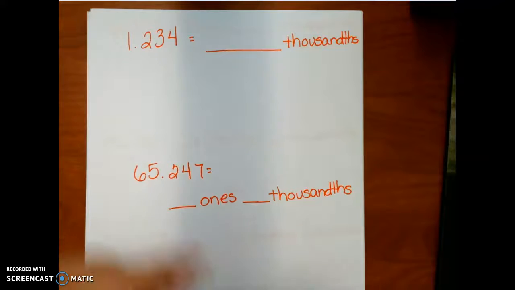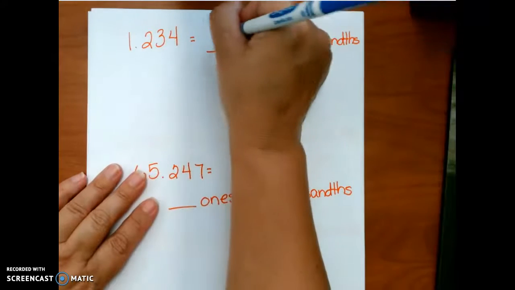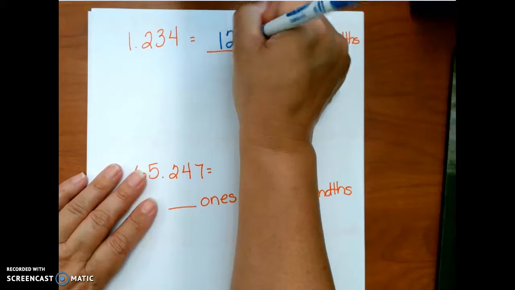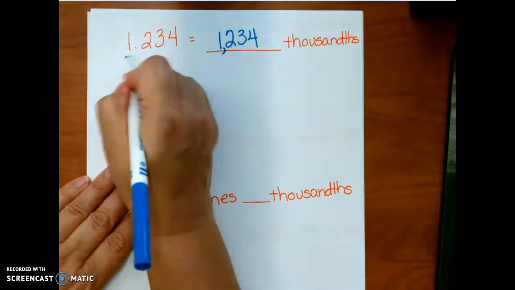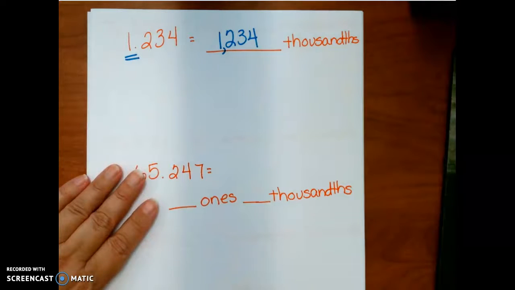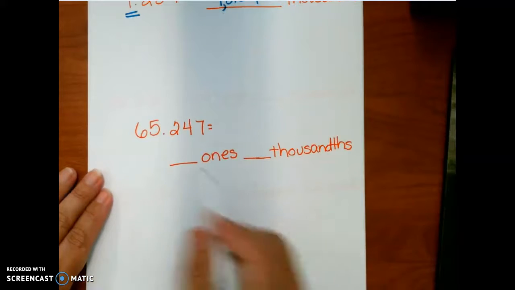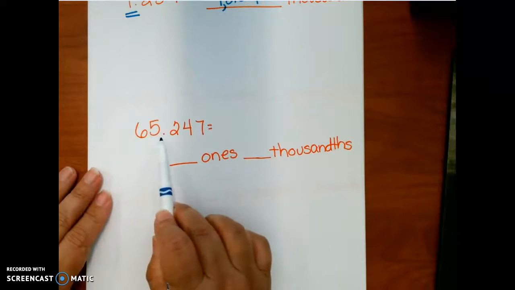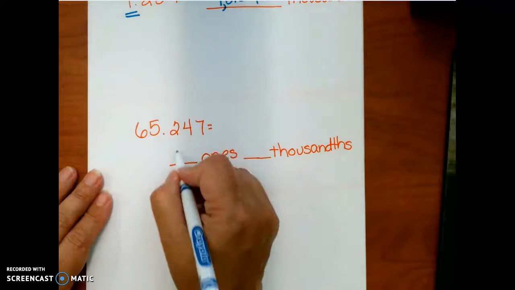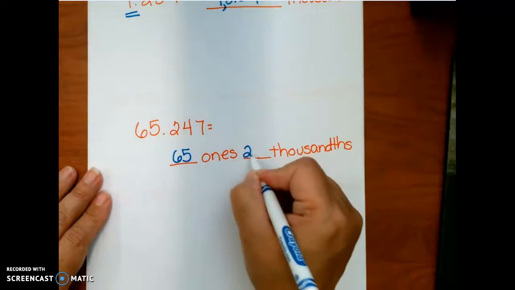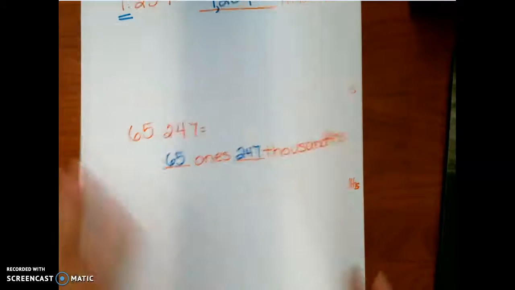unit form. So 1 and 234 thousandths is the same as 1,234 thousandths. Why? Because 1 equals 1,000 thousandths. Now, this number in standard form is 65 and 247 thousandths. How many ones do I have? I have 65 ones and 247 thousandths. All right, I hope you're still with me.